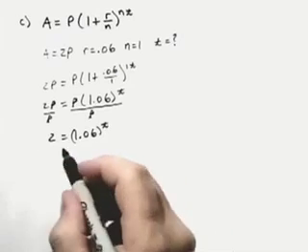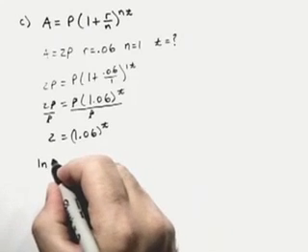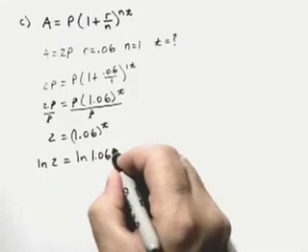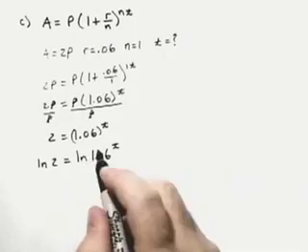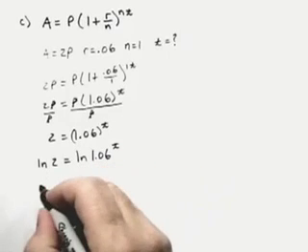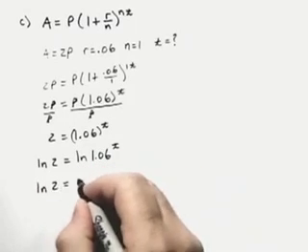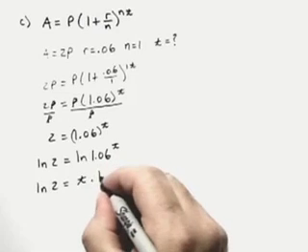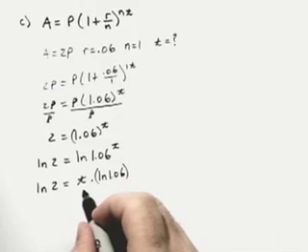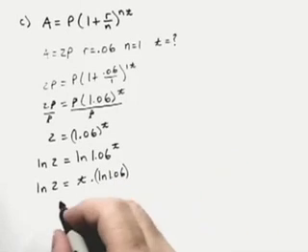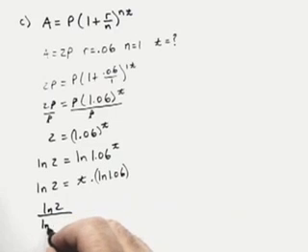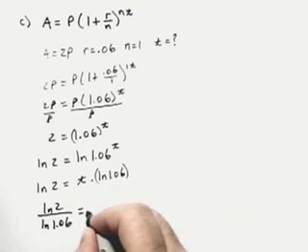To solve for t, we're going to take the natural log of both sides. The natural log of 2 equals the natural log of 1.06 to the t power. Using rules for logarithms, we can bring this power down as a factor out in front. So we'll have the natural log of 2 is equal to t times the natural log of 1.06. Solve for t by dividing by the natural log of 1.06. So the natural log of 2 divided by the natural log of 1.06 is equal to t.